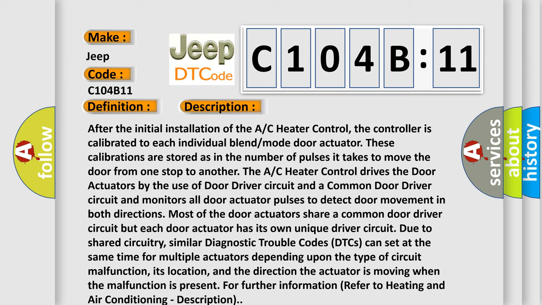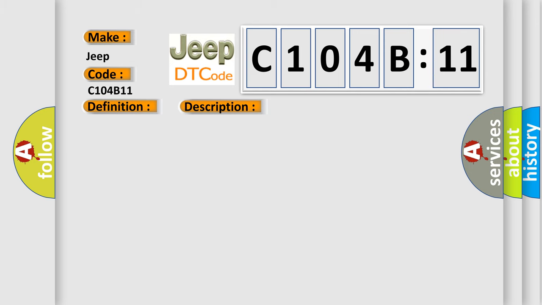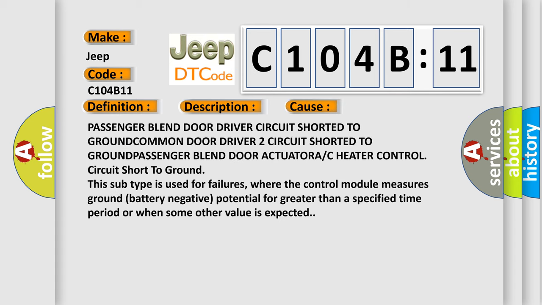Similar diagnostic trouble codes, DTCs, can set at the same time for multiple actuators depending upon the type of circuit malfunction, its location, and the direction the actuator is moving when the malfunction is present. For further information, refer to heating and air conditioning description. This diagnostic error occurs most often in these cases: passenger blend door driver circuit shorted to ground, common door driver 2 circuit shorted to ground, passenger blend door actuator or AC heater control circuit short to ground. This subtype is used for failures where the control module measures ground battery negative potential for greater than a specified time period, or when some other value is expected.